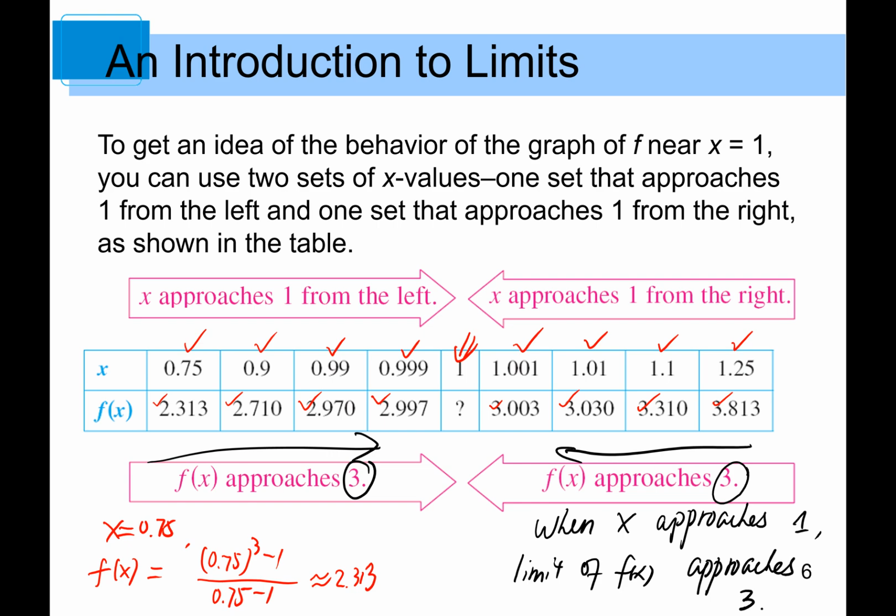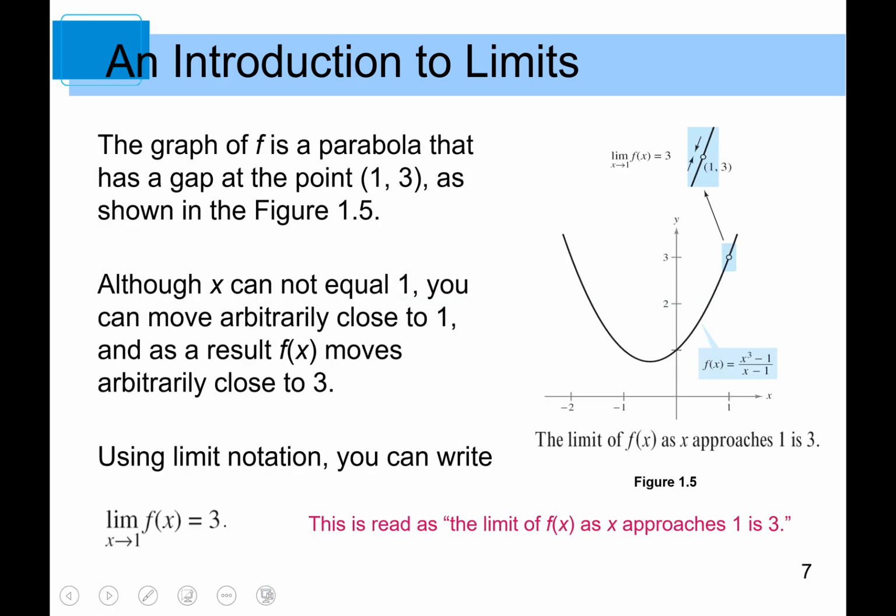This method has been used a lot, right? And as you can see, this is the graph of the function. It actually is a parabola, except at x equals 1. At this point it's an undefined point, so we put a hole there to indicate that at that particular point the graph is discontinuous. So the graph of f is a parabola, but it has a gap at the point (1, 3), as shown in figure 1.5.